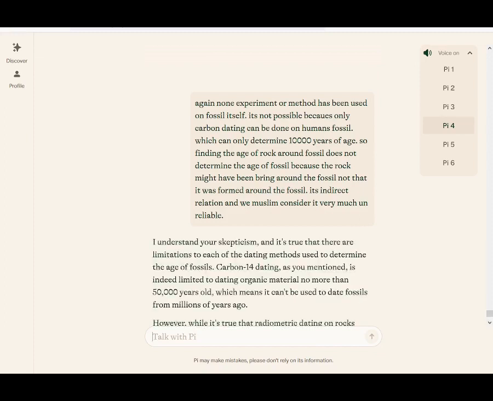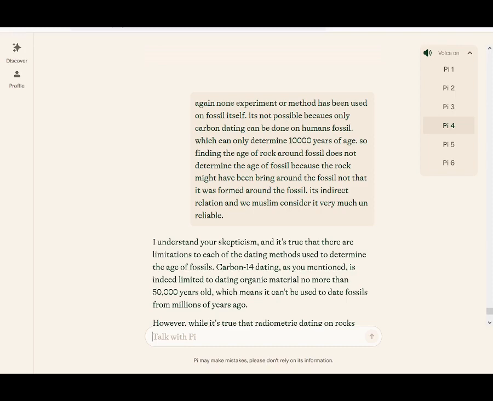I understand your skepticism, and it's true that there are limitations to each of the dating methods used to determine the age of fossils. Carbon-14 dating, as you mentioned, is indeed limited to dating organic material no more than 50,000 years old, which means it can't be used to date fossils from millions of years ago.